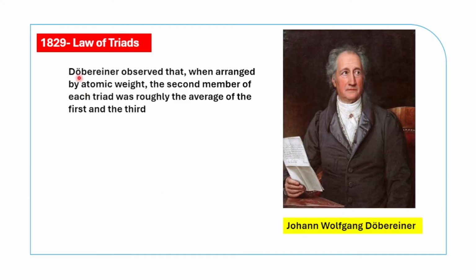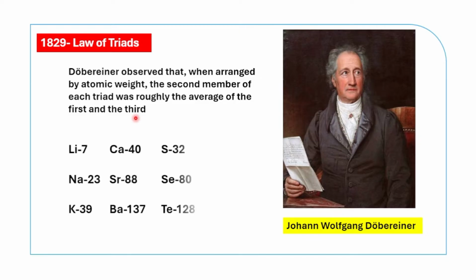In 1829, we came to know about law of triads. So Dobereiner observed that when arranged by atomic weight, the second member of each triad was roughly the average of the first and third. Now let's see by example. If you arrange by atomic weight, the second member will be roughly the average of first and third.